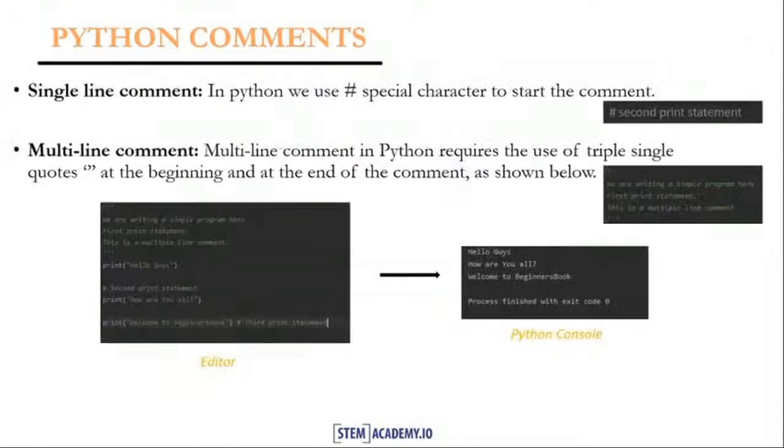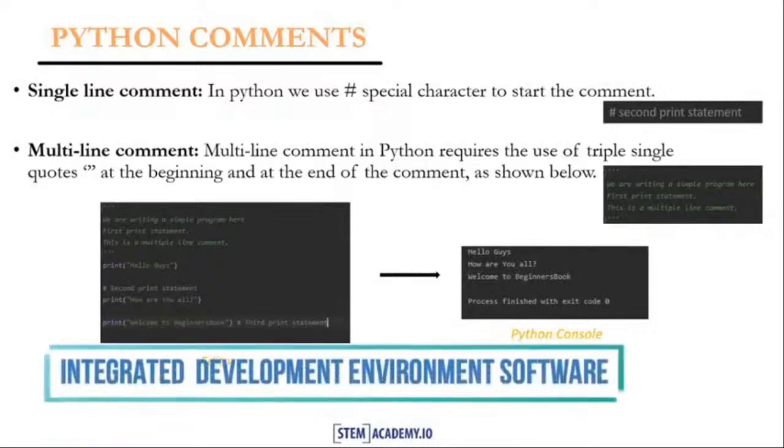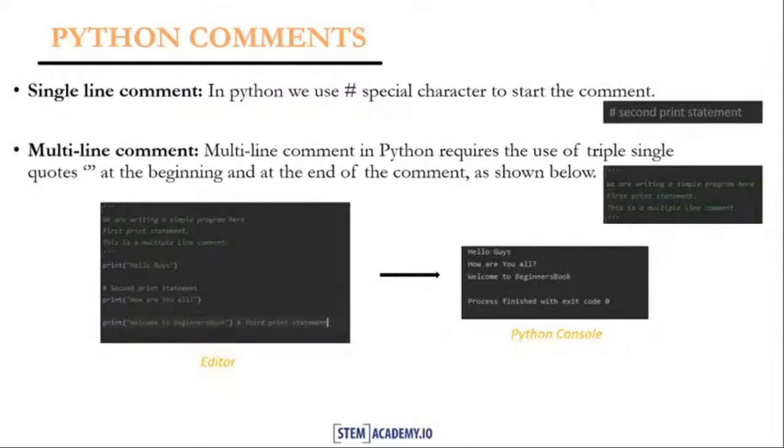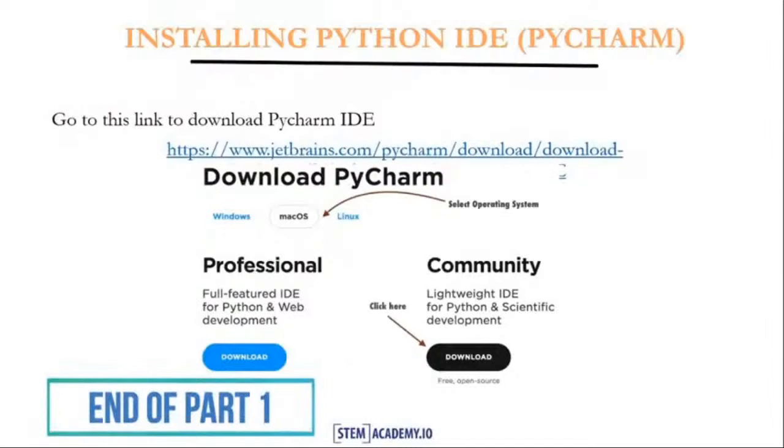Here are examples of how to use comments in Python. Learners can see the result of their code in the terminal window or the Python console. In our next slide, we will see how to install the PyCharm IDE, Integrated Development Environment software. Here is a link to download PyCharm. Remember to select the right operating system. In our next slide, we will see the steps to install the PyCharm Integrated Development Environment.